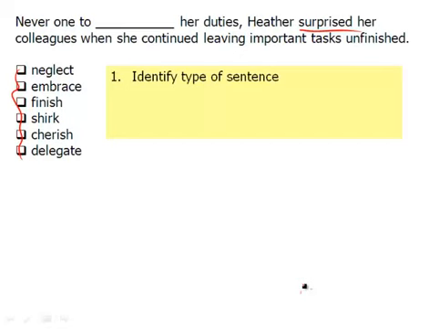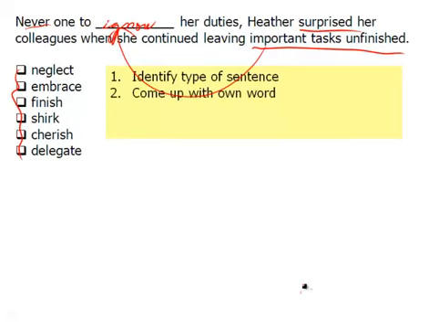And so now what is going on here? Well, she surprised her colleagues because she left important tasks unfinished. So usually she was one to complete her tasks. But let's look at the word up front here. Never one to ignore her duties. So we have to take the idea of coming up with the opposite here. She doesn't usually leave tasks unfinished. She finishes them, but then with the "never one to," there's that kind of double shift. So we've noticed that. We've come up with our own word.